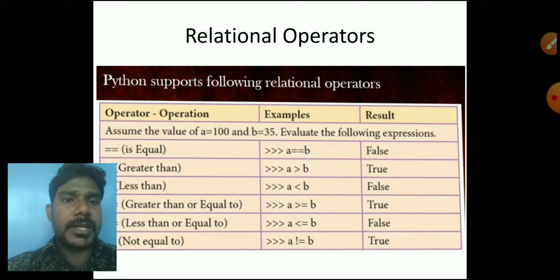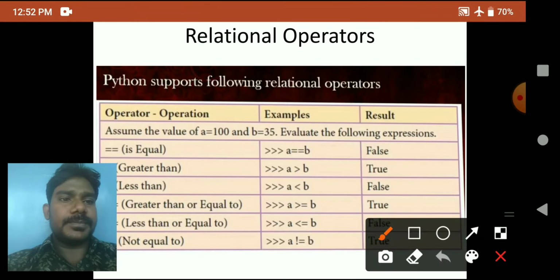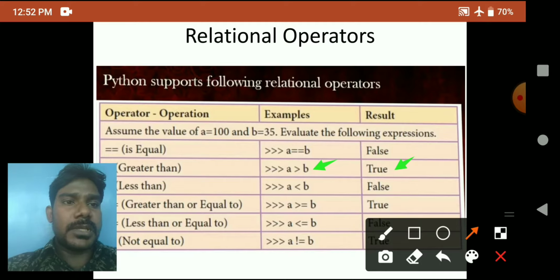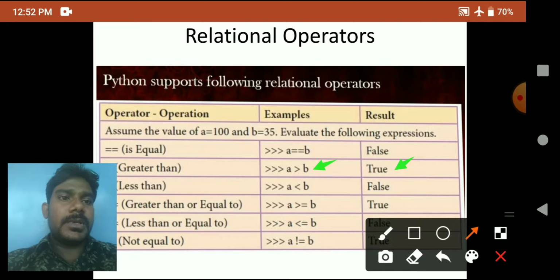Next condition, the greater than symbol. Here a greater than b: a is 100, greater than b, so the condition is true, and the result is true. Next one, less than symbol, a less than b. 100 less than 35, so the condition is false, and the result is also false.